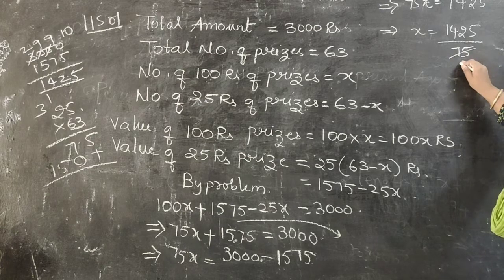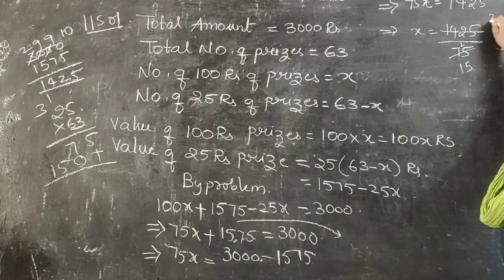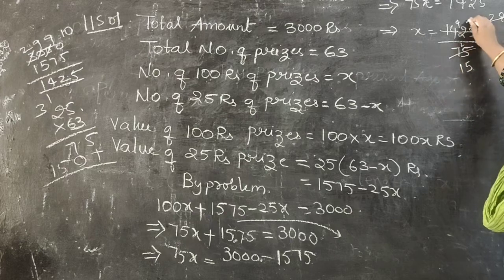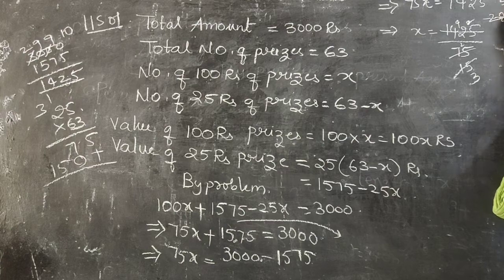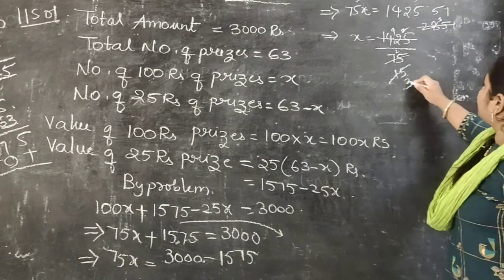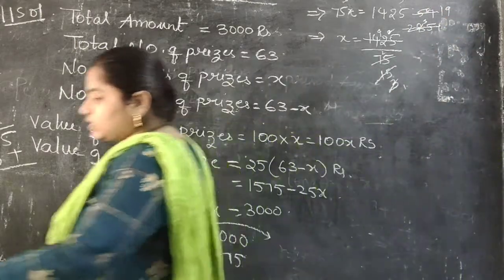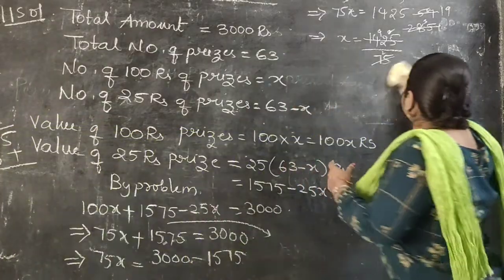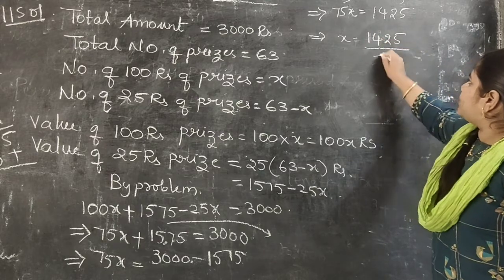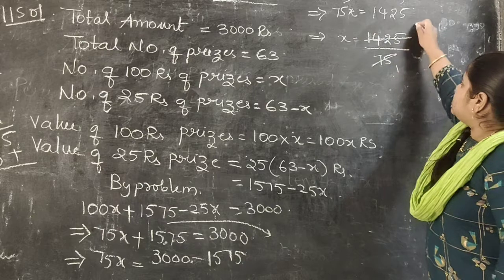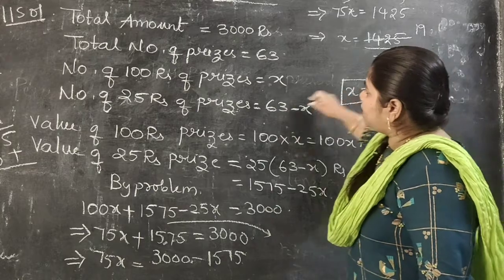How many times can we cancel this? Cancel in the 5 table. 5 ones are 5, 2 will be remaining. 5 fives are 25, 5 twos are 10, 5 eights are 40, 5 fives are 25. Directly, 75 ones are 75, 75 nineteens are 1425. So 1425 by 75: 75 nineteens are 1425. So x is how much here? 19.